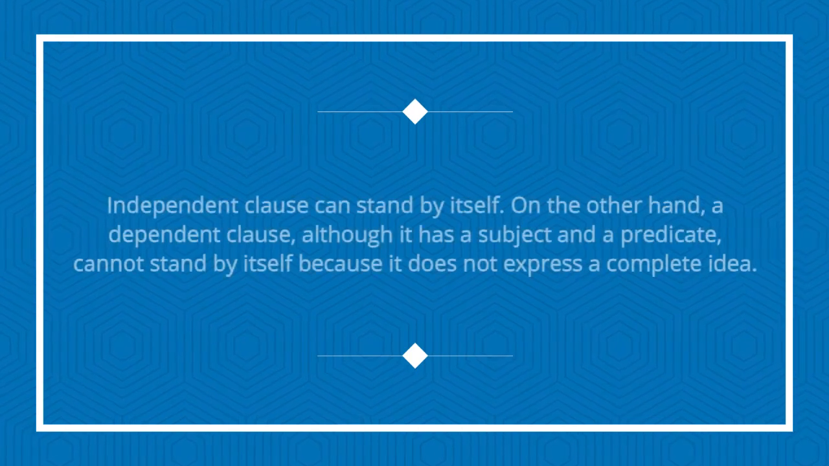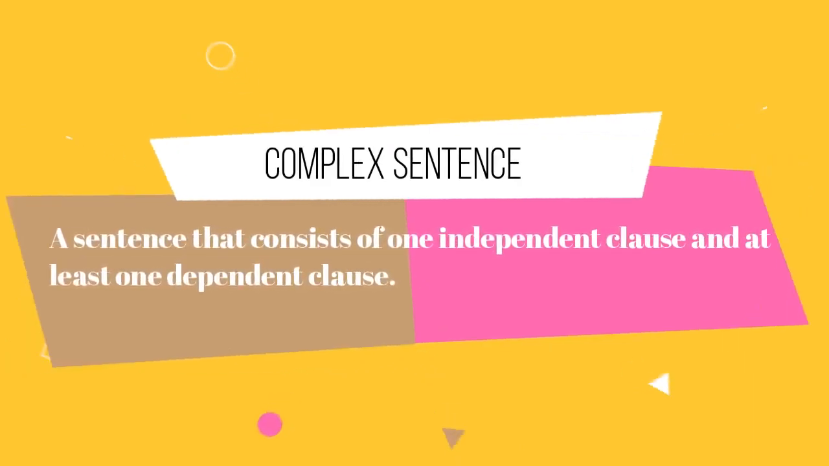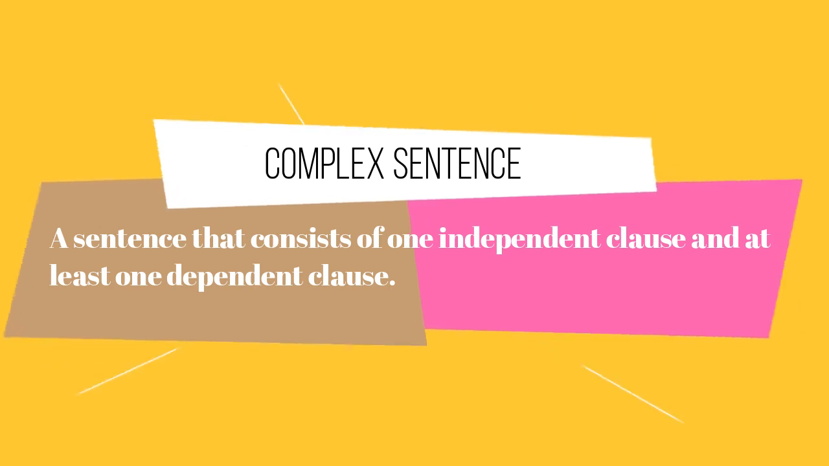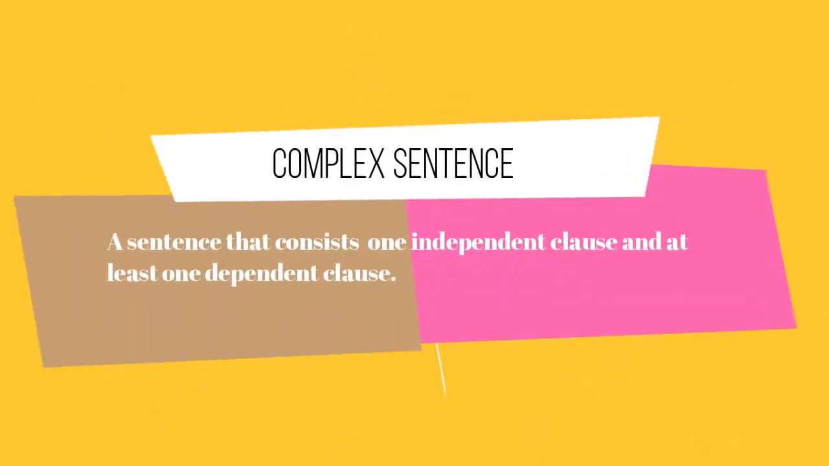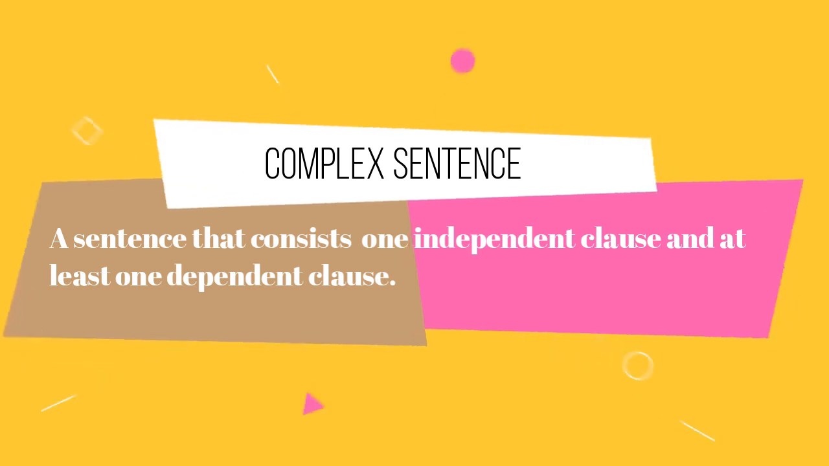Alright, remember this. Independent clause can stand by itself. On the other hand, a dependent clause, although it has a subject and a predicate, it cannot stand by itself because it does not express or have a complete idea. No? Walang buong kaisipan. Putol kumbaga. No? Kaya siya tinatawag na dependent. Hindi siya kayang mag-stand alone. No? Ngayon, ano naman ang complex sentence? Tandaan na a sentence that consists of one independent clause and at least one dependent clause or two or more dependent clauses ay tinatawag na complex sentence.